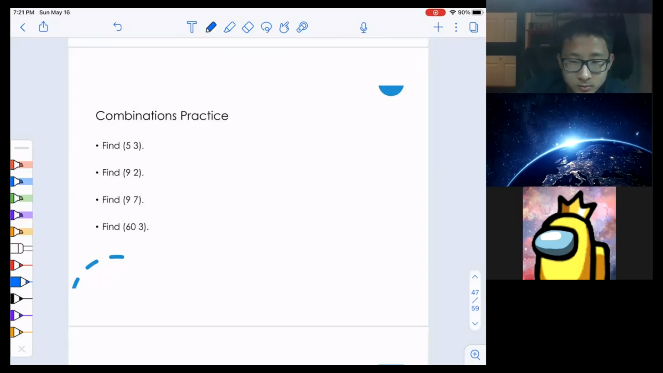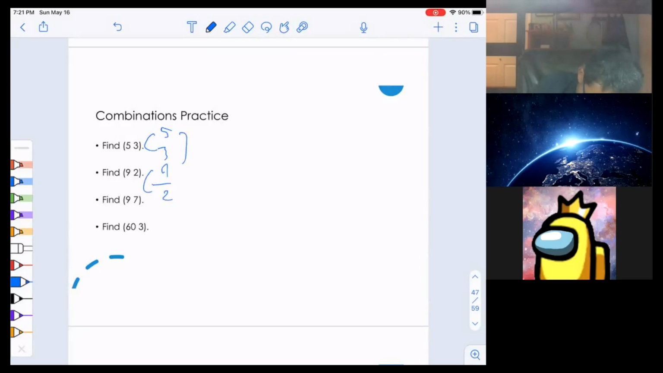I have a question. So find 5 space 3 in parentheses. What is that? Oh no, it's just that I didn't know how to format those things on the slide, so I'll just rewrite all of these. It's supposed to be like this. Okay, that makes sense.